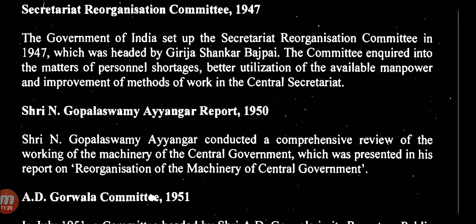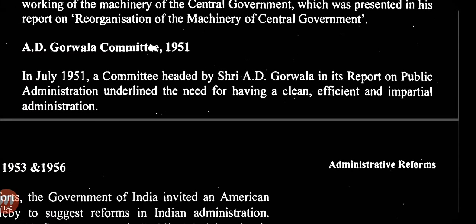Sri N. Gopalswamy Iyengar Report 1950. Sri N. Gopalswamy Iyengar conducted a comprehensive review of the working of the machinery of the central government, which was presented in his report on reorganization of the machinery of central government. A.D. Gorwala Committee 1951. In July 1951, a committee headed by Sri A.D. Gorwala, in its report on public administration, underlined the need for having a clean, efficient, and impartial administration.